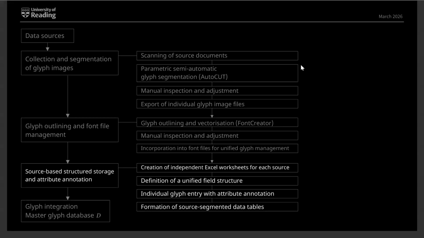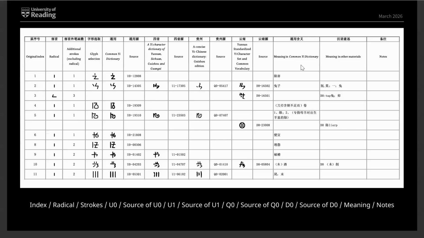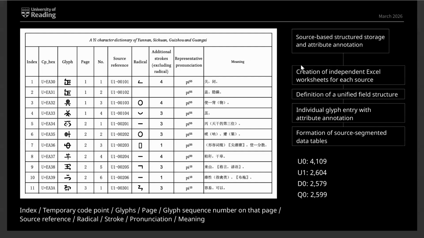Once the glyphs are in a font file, they can be linked more easily to source information and structured annotation. So this is a point where visual form and source data begin to work together. The next step is to organize them in a more systematic way. For each source, a separate worksheet was created. All of them use the same basic structure with 10 fields for each glyph entry. Those include temporary code points, glyph, source reference, radical, stroke count, pronunciation, and meaning.